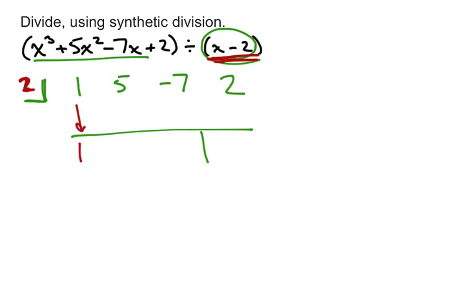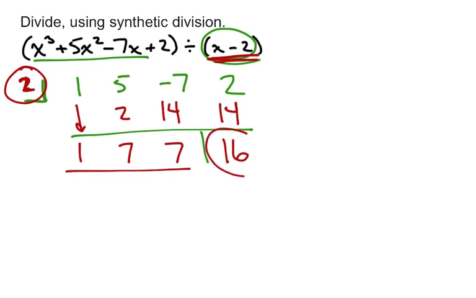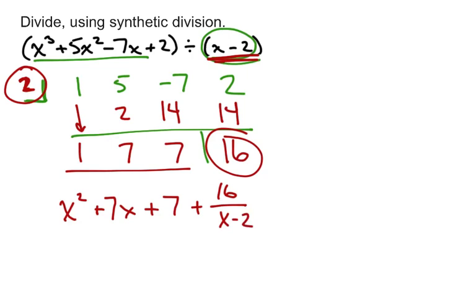Multiply and add. So we always multiply by this thing. 1 times 2 is 2. Add them together makes 7. Multiply by that 2 is 14. Add those two together, we get 7. Multiply by 2, we get 14. Add these two together, we get 16. Then we can see that our solution is going to be right here with our remainder. x squared plus 7x plus 7. And our remainder is 16, so we put it over x minus 2.